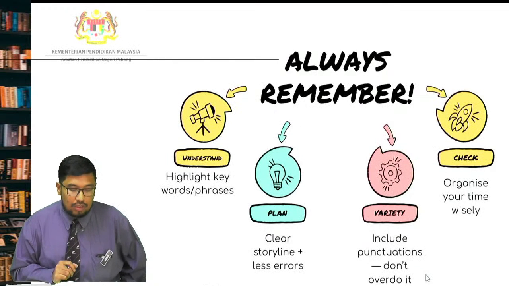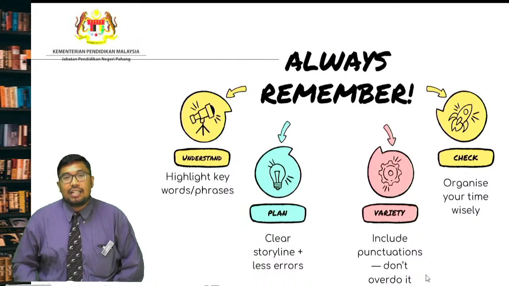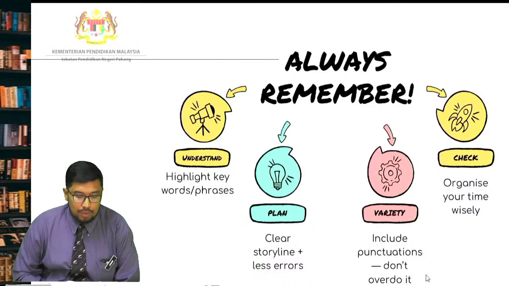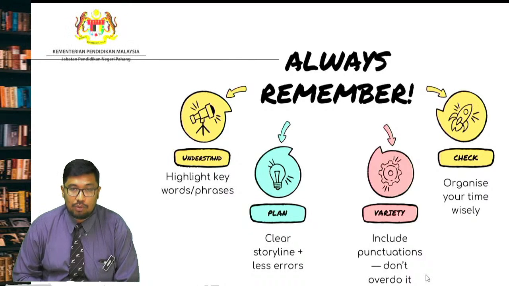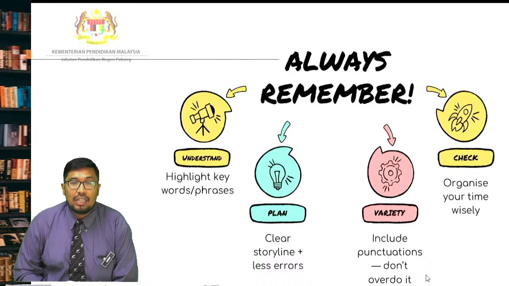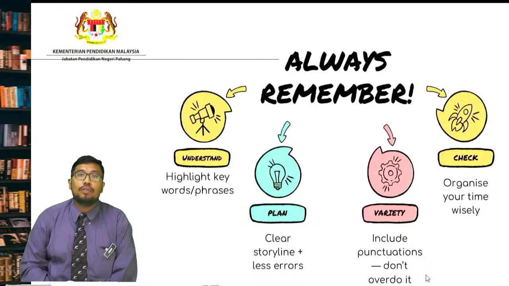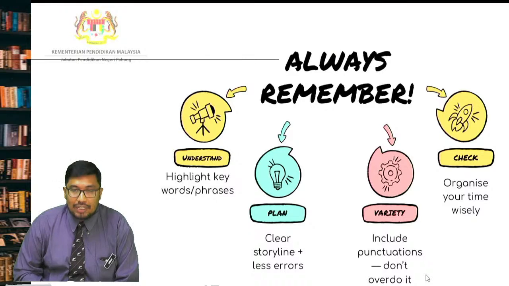So in short, always remember to do this when you are attempting the CW part of English Paper 1. Firstly, we went through how you can go about understanding the question. Remember, once you have understood the question, make sure you highlight all the keywords and phrases in the given question because those are the requirements for those questions. If you are unable to fulfill the requirement of the question, you will be given a partial treatment.